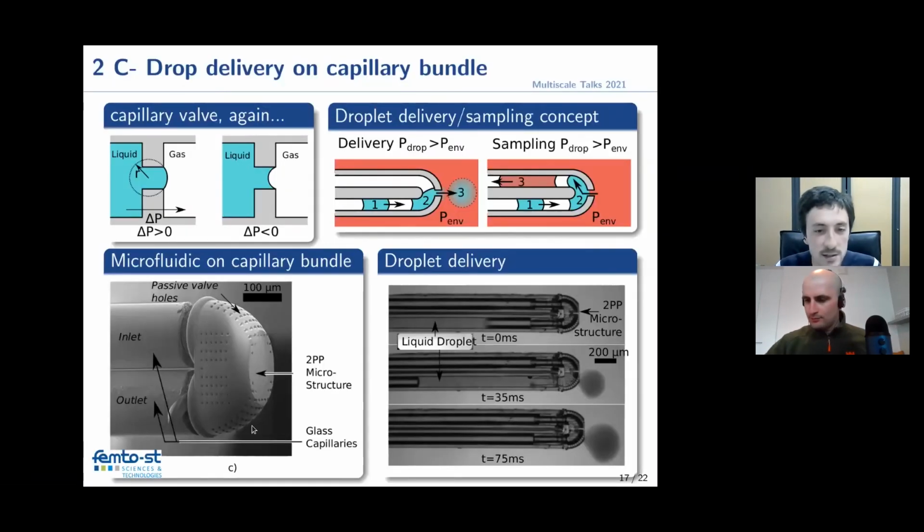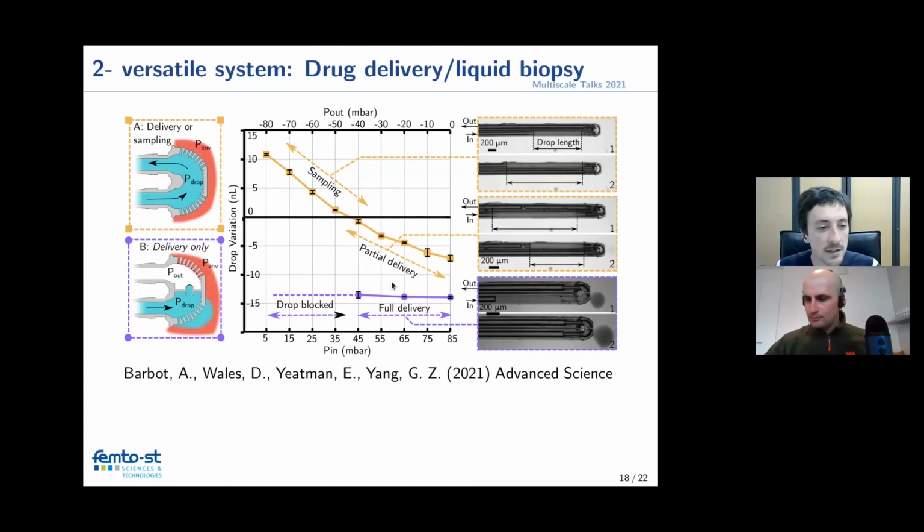We are quite happy with this, and we made different characterizations. Basically, what to remember is that because we can control a lot in the geometry of this small cap, which is a small microfluidic component, we can choose to deliver all the droplets or to sample a precise droplet by playing on this parameter. So it's really useful for both applications of drug delivery and small liquid biopsy with minimal impact. It's been published in Advanced Science recently.